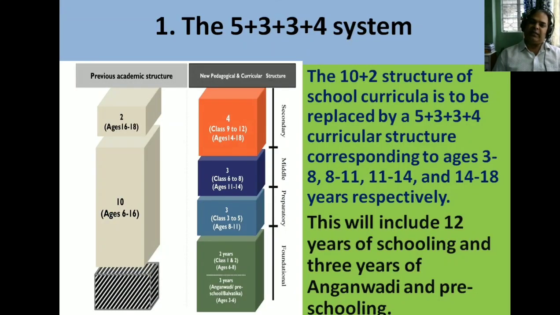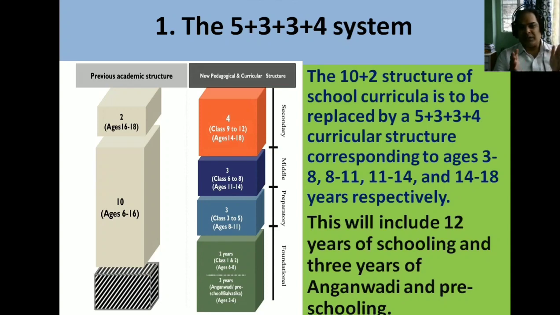As you know, the 10+2 structure of school curricula is to be replaced by a 5+3+3+4 curricular structure corresponding to ages 3 to 8, 8 to 11, 11 to 14, and 14 to 18 years respectively. You can see the blocks. The first block is for the first stage, that is 5 years, 3 years plus 2 years. The first 3 years the children will study in Anganwadi, preschool, Balbatika. The next 2 years the children will study in class 1 and 2.